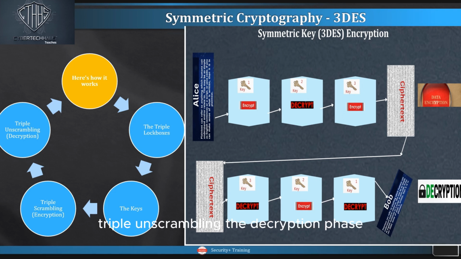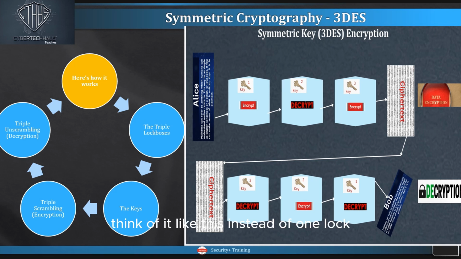Triple unscrambling, the decryption phase. Your friend receives the triple locked message and uses the 3 keys in reverse order to unlock each box, one by one. This reveals the original message.